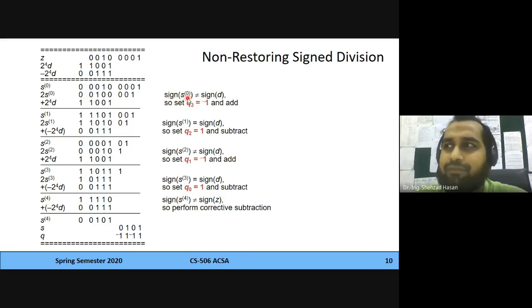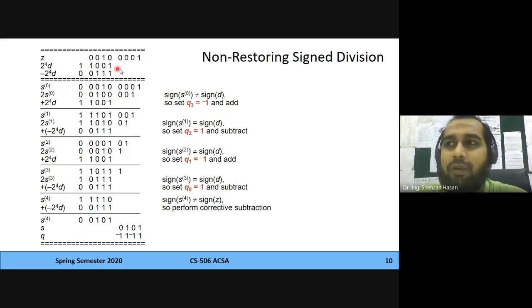But the thing is that if you take the sign of S naught or 2S naught or the shifted one, that's going to be the same sign. But why we have written S naught over here is because in this second step, we need to do the addition or subtraction operation. So we need to find out what we have to do over here. So we have shifted it. We have seen that the sign is actually opposite. So we have a 0 over here and a 1 over here, so a positive and negative. This means that their signs are not matching. So we are going to put the quotient bit as -1 and do an addition.